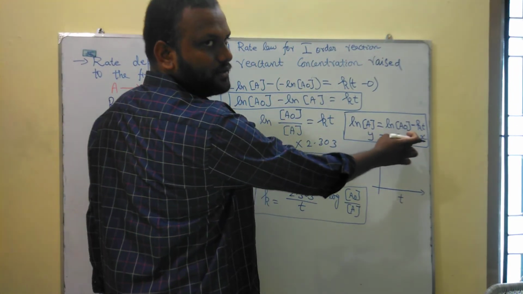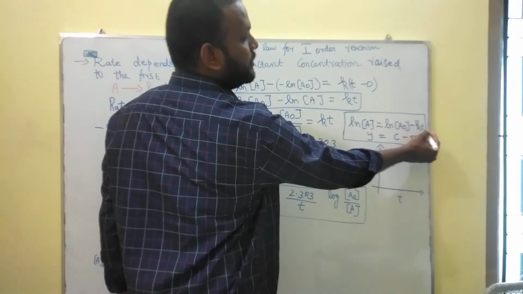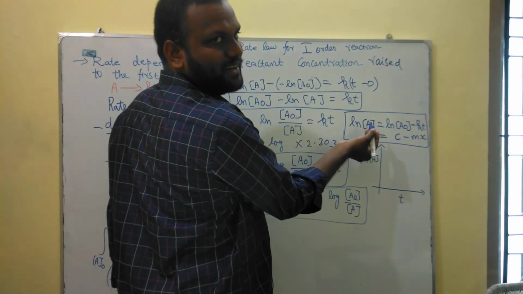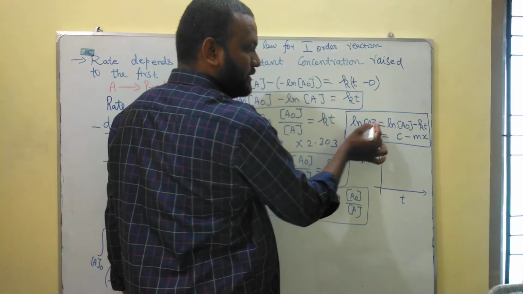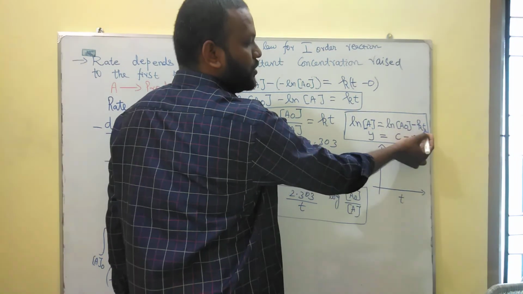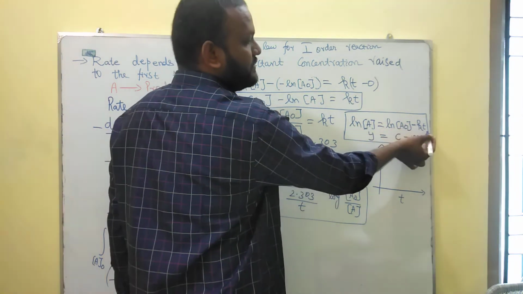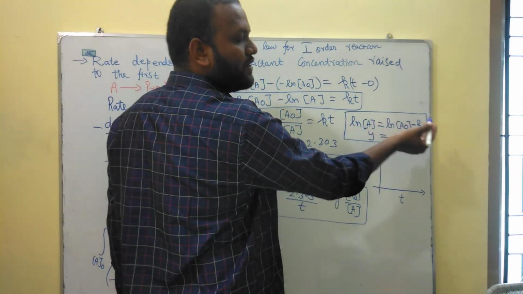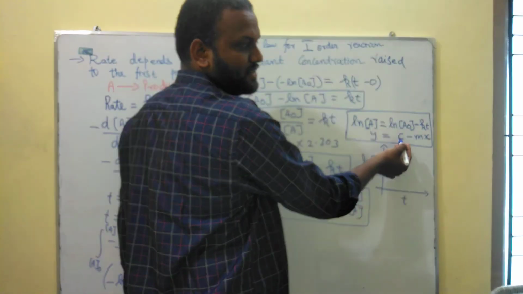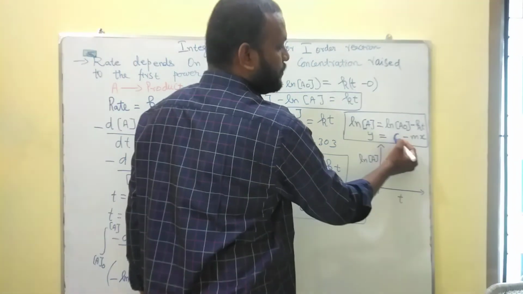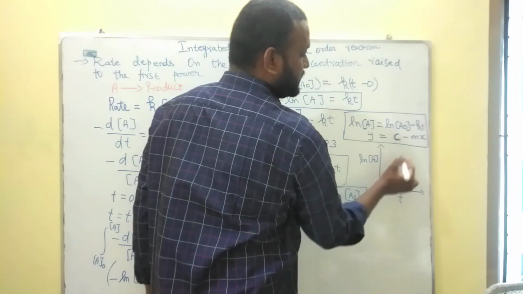These are variables. ln A at t equal to 0 minutes, the reaction has not started, so the concentration of A is A0. When t is equal to 1, A changes. When t is equal to 2, A changes. When t is equal to 3 minutes, A changes. But A0 is the initial concentration. This is constant, so this is taken as the y-intercept, and the slope is your rate constant.